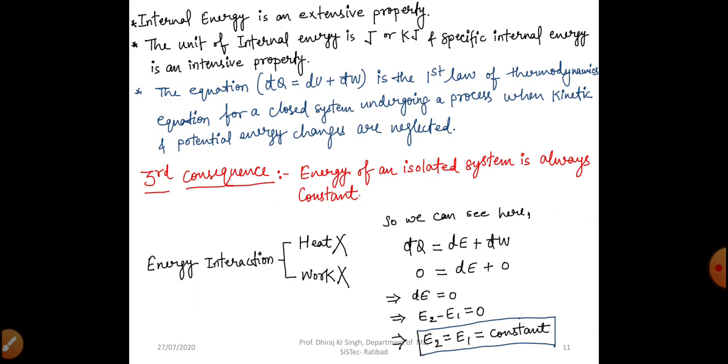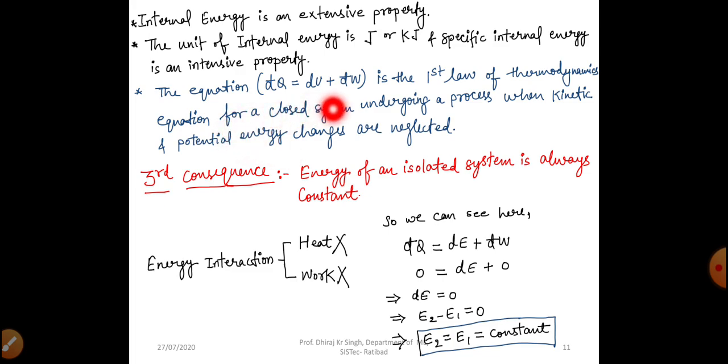An extensive property is a property which is dependent on mass, and an intensive property is a property which is independent of mass. An example of an extensive property is volume, and intensive properties are pressure and temperature. The unit of internal energy is joule or kilojoule, and specific internal energy is an intensive property. Why do we say specific internal energy? Because when internal energy is divided by mass, it becomes specific. Earlier it was dependent on mass, but when divided by mass, it becomes independent of mass, so it becomes an intensive property.